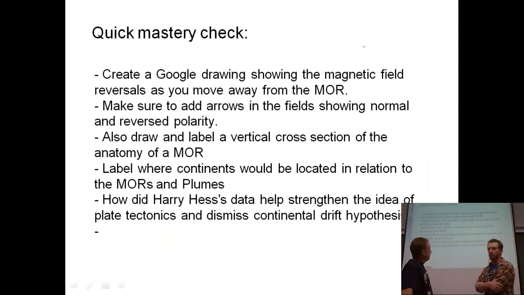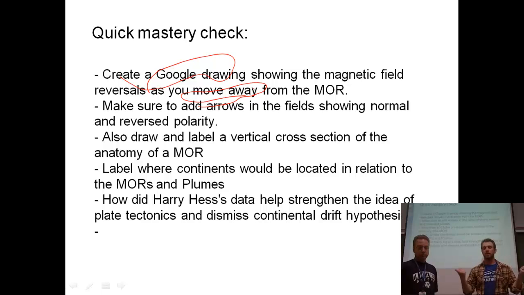And we're back. I hope you guys enjoyed the video. So the last thing you guys are going to do for your mastery check, you're going to create a Google drawing, and you're going to show in this drawing a magnetic field reversal as you move away from the mid-ocean ridge. Okay, so hopefully you have the ridge in the middle, and you're going to show what it looks like as you move further away from it. Also, make sure to add arrows in the field showing normal and reversed polarity. So you should be able to see in that drawing which way normal and reverse was.